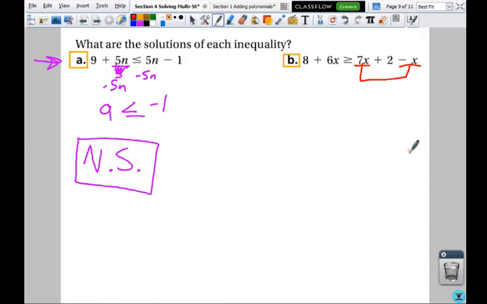So I have 7x, and then I'm gonna go minus x. What number's in front of that? 1. That x, right? So 7 minus 1 is? 6. So we're gonna go 6x. I still have a plus 2. On this left side, I have 8 plus 6x, and I still have greater than or equal to right there.